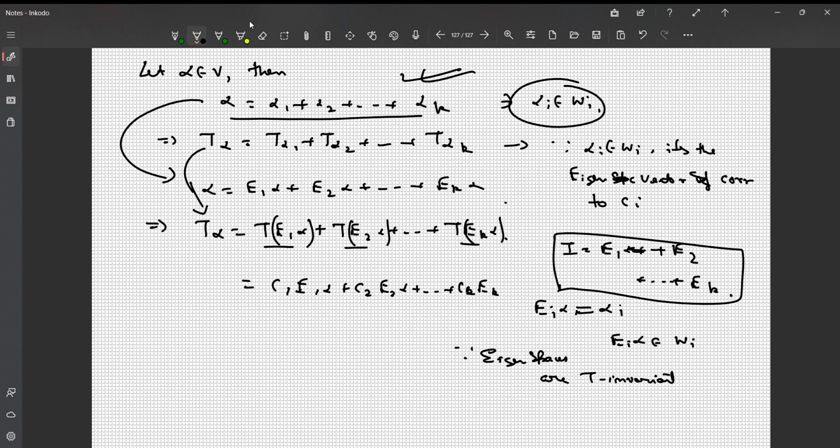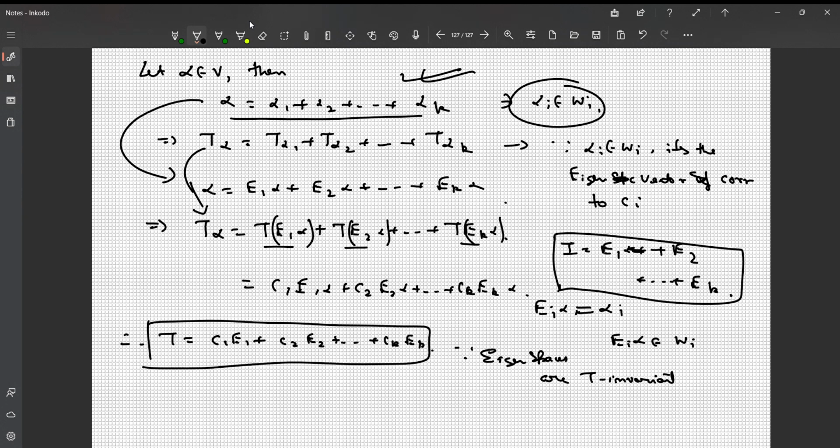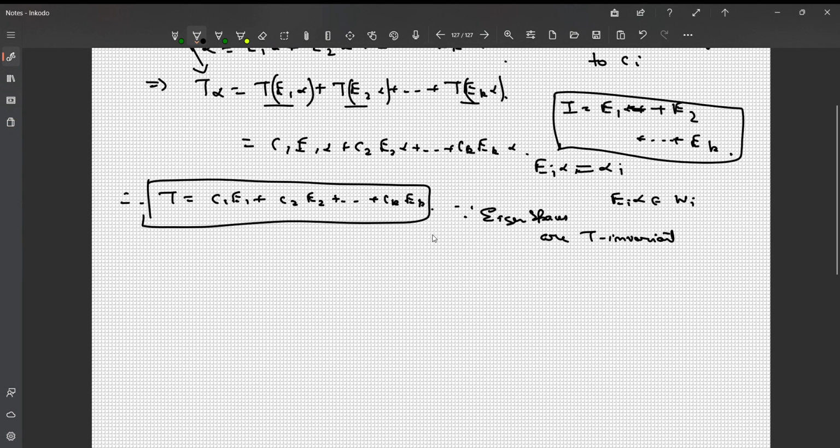So this is C1 E1 alpha plus C2 E2 alpha and so on till Ck Ek alpha. Therefore T can be decomposed in these linear operators. So T can be written as C1 E1 plus C2 E2 and so on till Ck Ek. Is it clear?